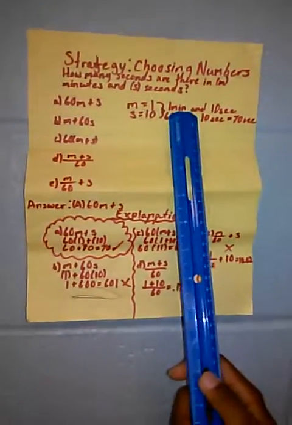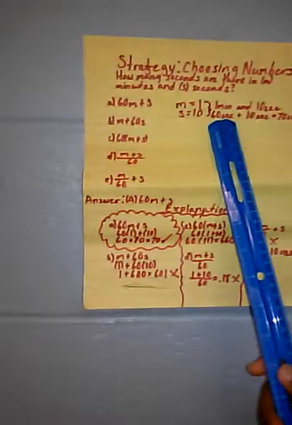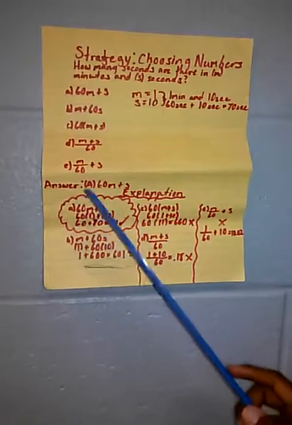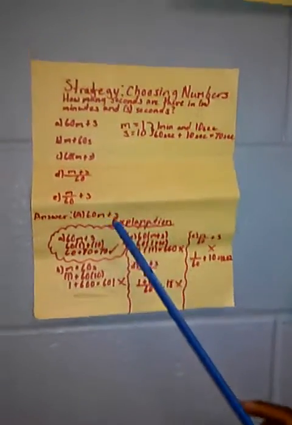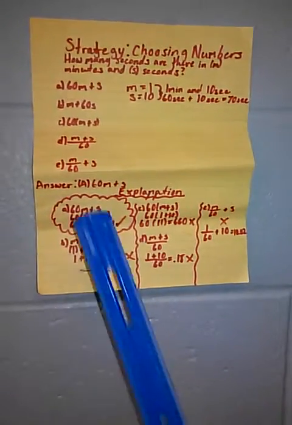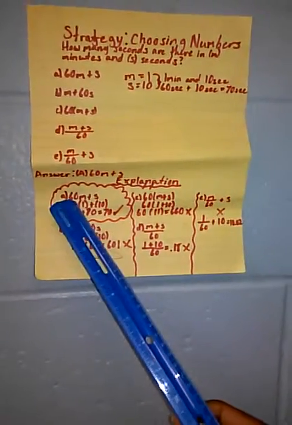And this is the original statement, 1 minute, 10 seconds. So you know that it's 60 seconds in 1 minute, and 10 seconds is 10 seconds. So 60 seconds plus 10 seconds equals 70. All right. If we plug this into answer A, it automatically works. 60 times 1, which is 1 minute, plus S, which is seconds. So 60 times 1, that's 60, plus 10 equals 70. So it's kind of coincidental that the first answer choice works.